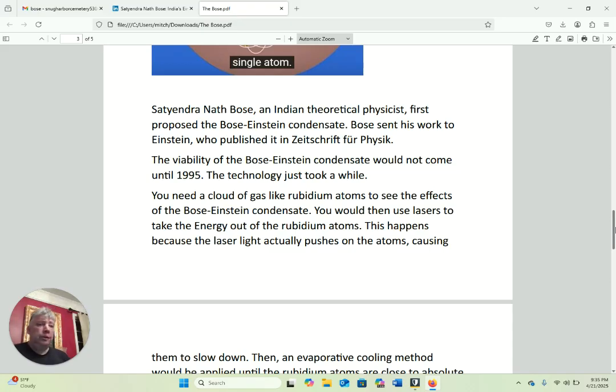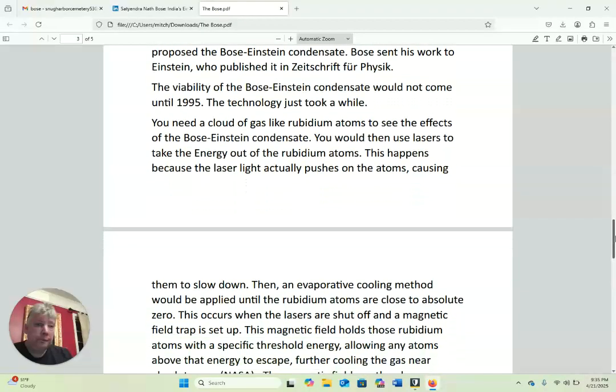So, in order to form that Bose-Einstein condensate, scientists used rubidium atoms. And then what they did is they used lasers, like I said, to slow them down. And this happens, here it is, it's explained a little bit, because the laser light actually pushes on the atoms, causing them to slow down.